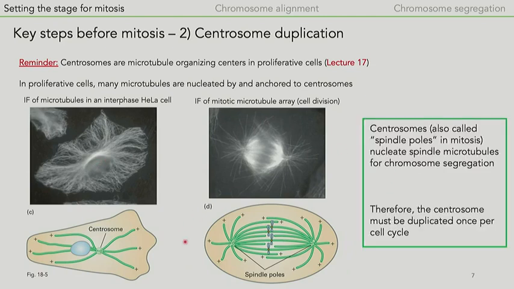In mitosis, these centrosomes are sometimes referred to, as in this diagram, as spindle poles. And that's because this microtubule structure that's created to align those duplicated chromosomes and separate them equally into the daughters is called the mitotic spindle. So in interphase, the cells have one centrosome. And in order to prepare for mitosis, where you're going to need two centrosomes, the centrioles have to be duplicated.